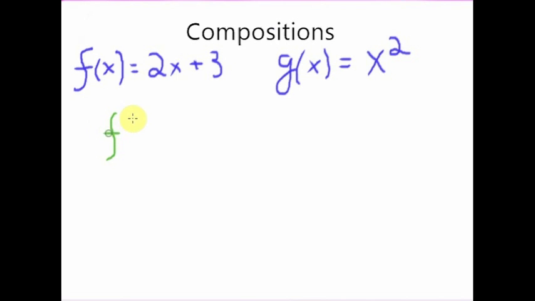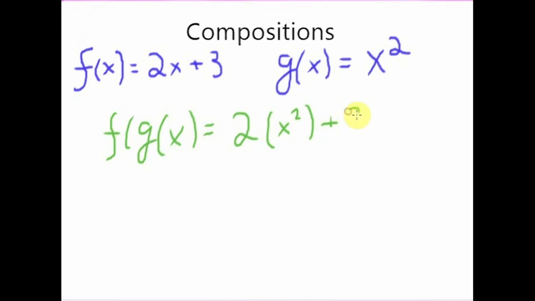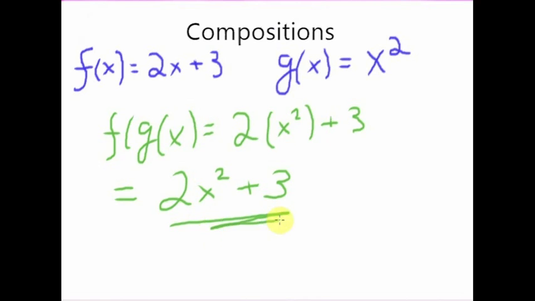We can also perform compositions with variables. Here we have f of g of x. When we have this, we plug in g of x every time there is an x in the f of x equation. So since g of x is x squared, we plug that in to f of x and solve. So we get 2x squared plus 3, which is the result of f of g of x.